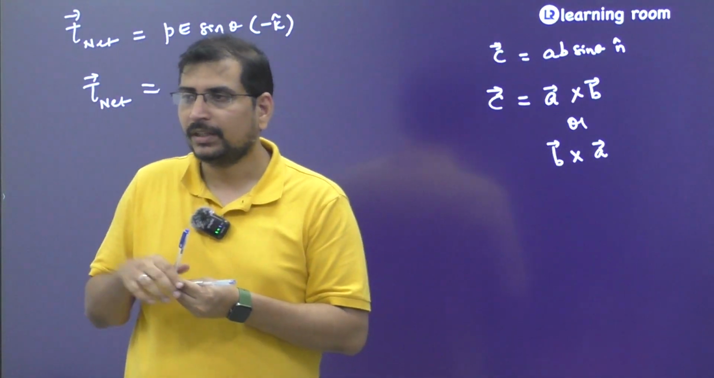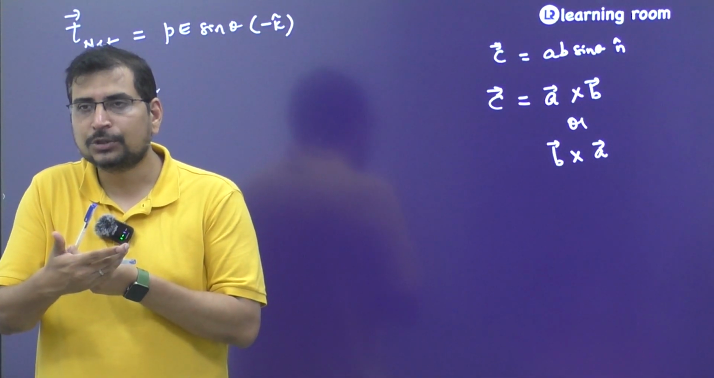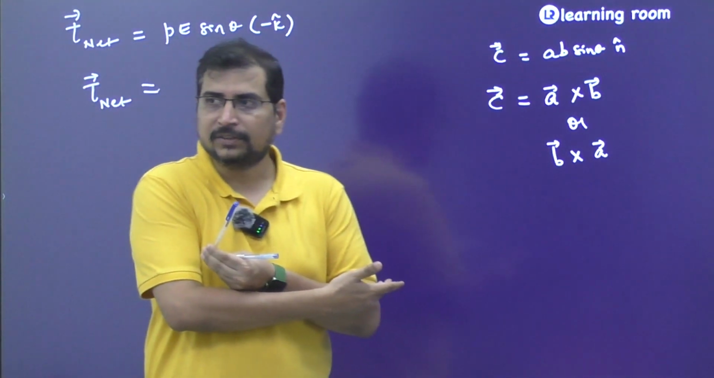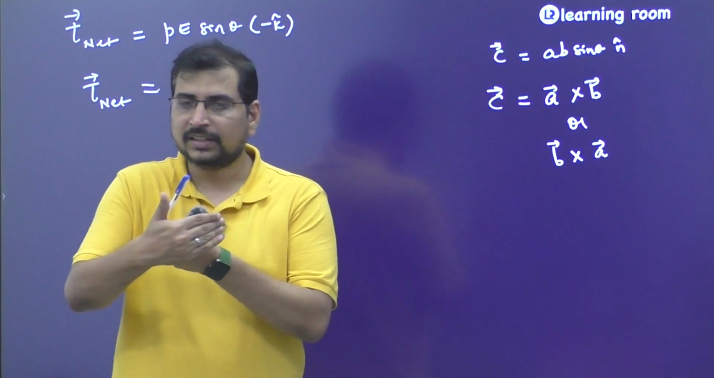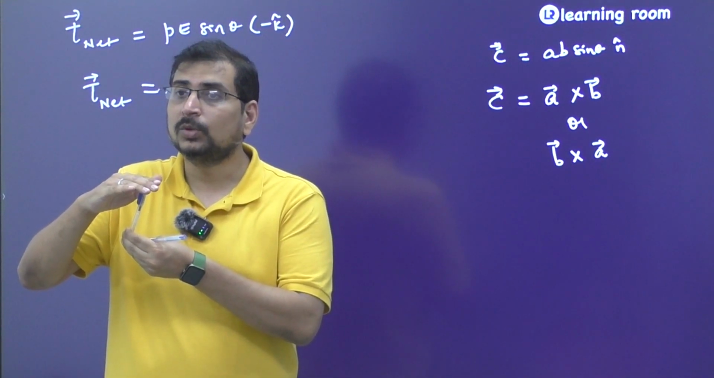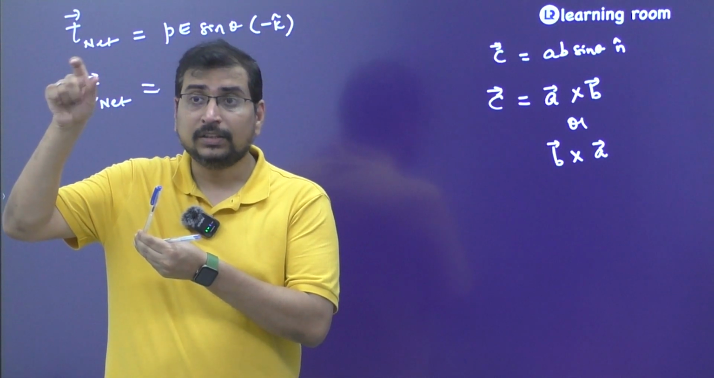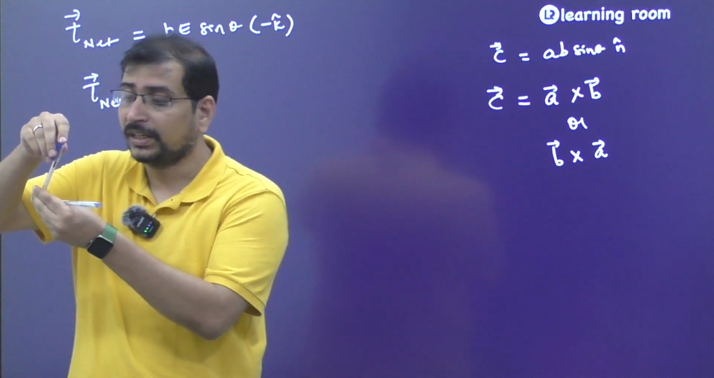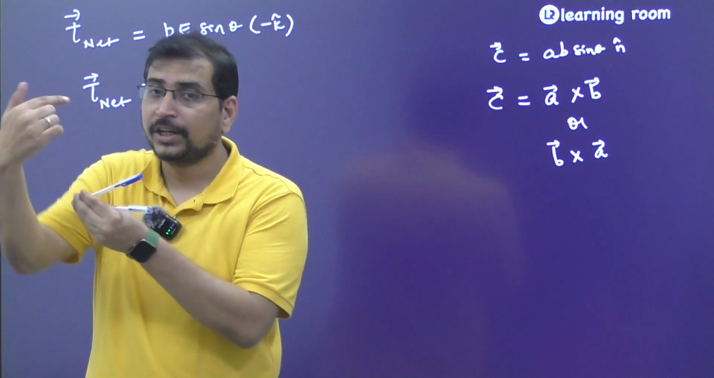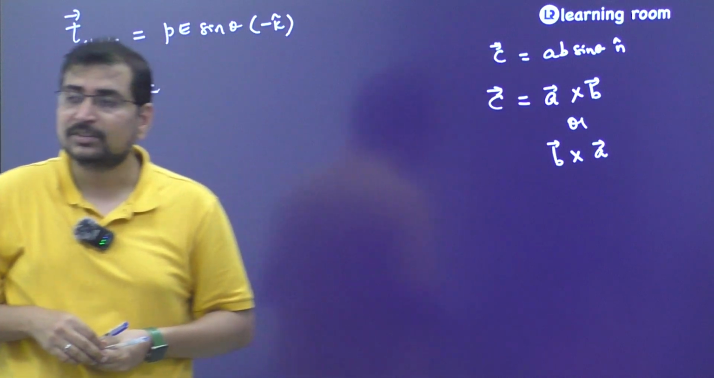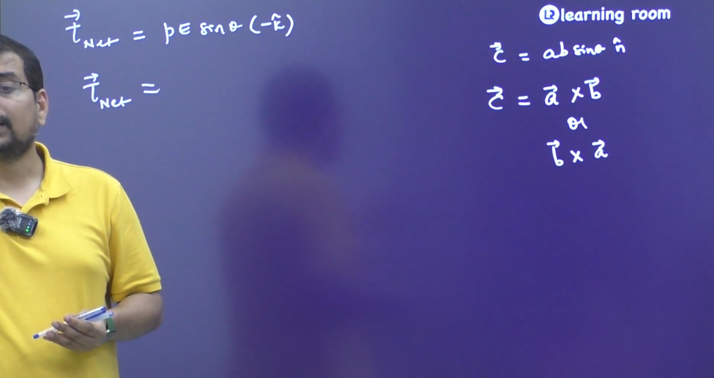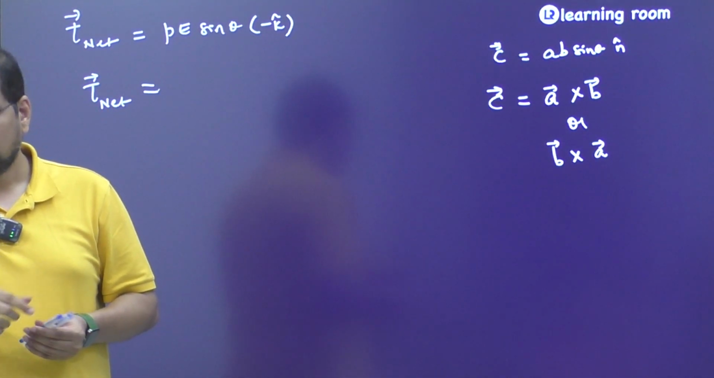Whereas if I do B cross A, then what is the logic I need to use? Fix the direction of the second vector in B cross A, which is the second vector, A. So fix the direction of A, rotate the first vector towards the second vector in the shortest direction possible. So when I rotate it in the shortest direction, it is clockwise. So clockwise moments are negative and they are away from you, right?